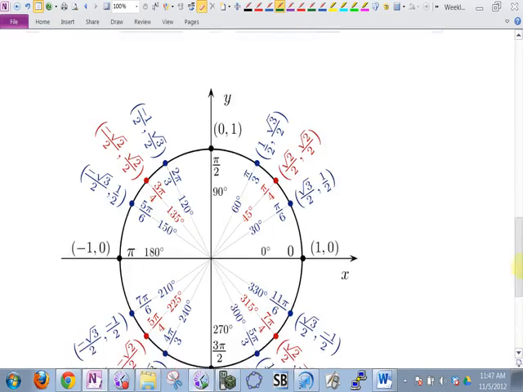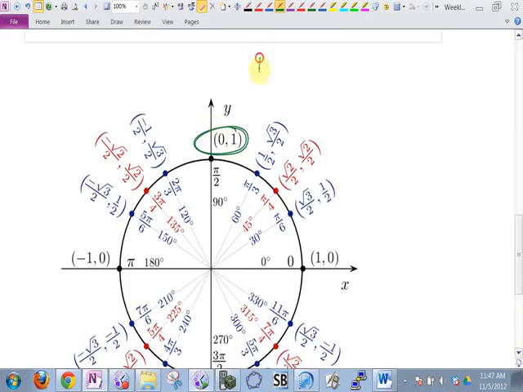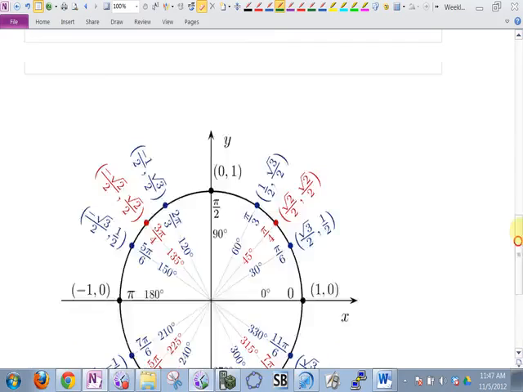Tangent of pi halves. So now we're talking these coordinates. Y coordinate divided by x coordinate. What is 1 divided by 0? That is undefined.